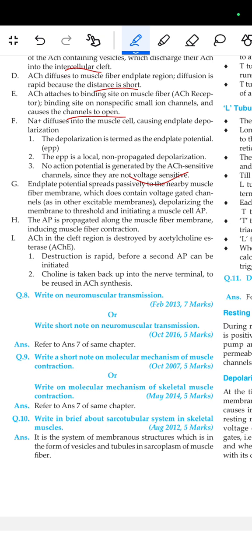ACh in the synaptic region is destroyed by the acetylcholinesterase, AChE. Destruction is rapid, before a second action potential can be initiated. Choline is taken back into the nerve terminal to be reused in the acetylcholine synthesis.